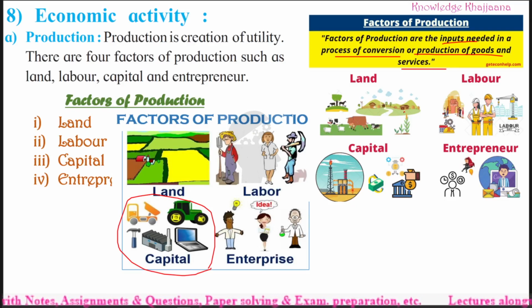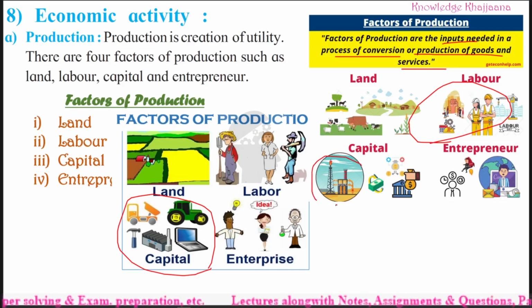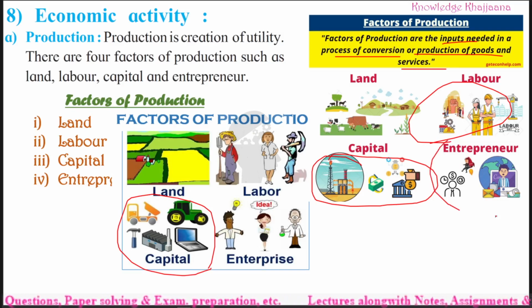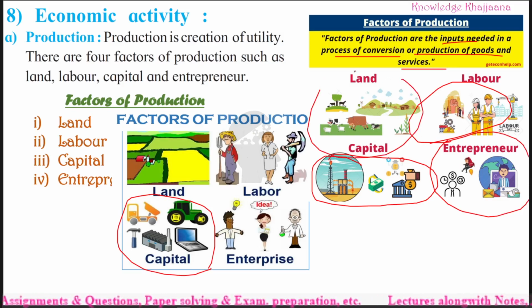So first of all, what will you require? You will require land. Then you will require labor to work in the factory. Then you will require capital, different types of capital. And then you will require entrepreneur skills. So these are the different factors of production, the four units which are required for production.